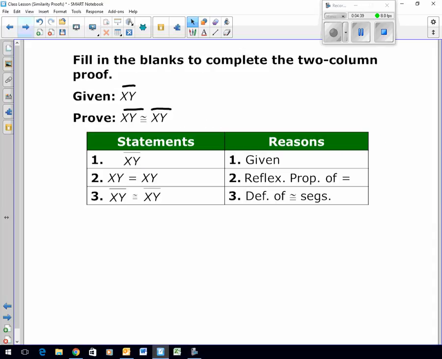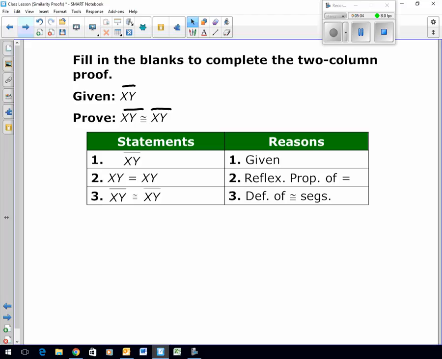All right, what might this look like? It'll look like this. This will be probably the easiest proof we ever do. Fill in the blanks to complete the two-column proof. Let's just say that I'm given line segment XY. That's all I'm given. I'm trying to prove that XY is congruent to XY. It's another way of saying XY is congruent to itself.